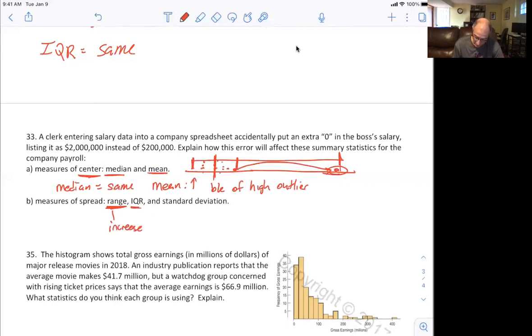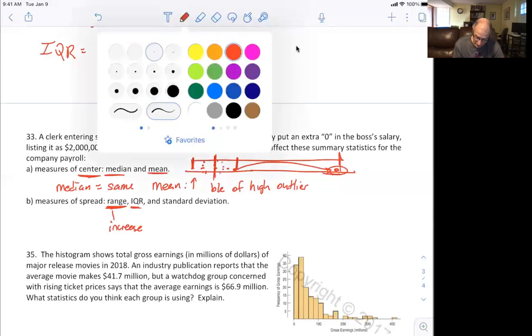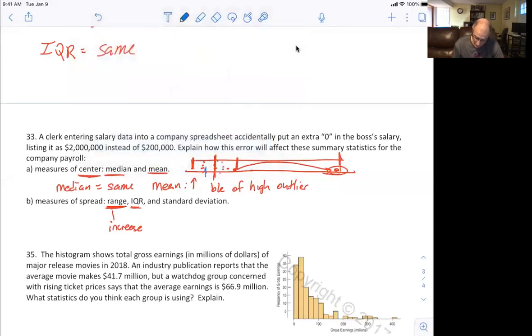My interquartile range, my middle 50, let's change colors. So here's one in the middle, here's the other middle. So there's my interquartile range, but I moved this guy from here clear out here. Did that impact my middle numbers? It did not. So that means my interquartile range is going to remain the same.